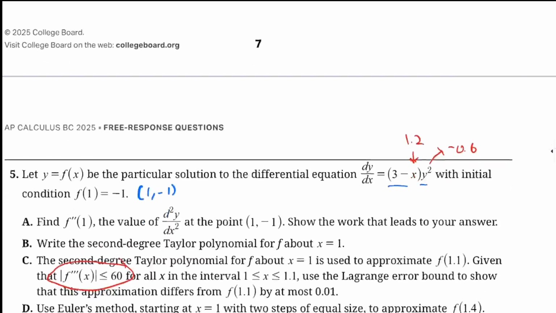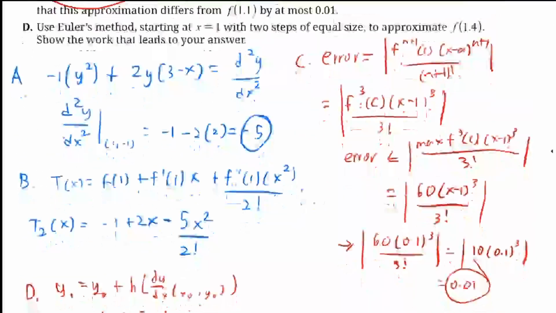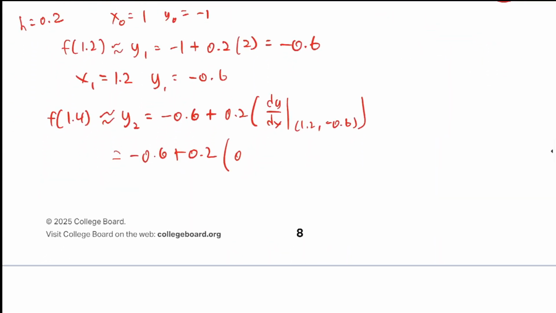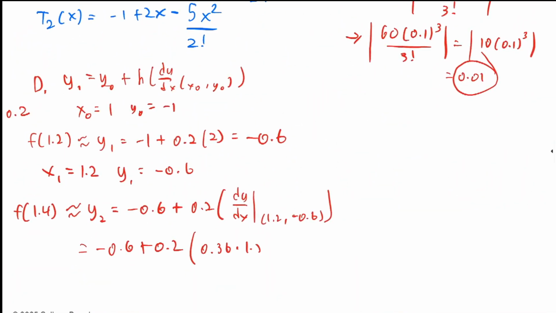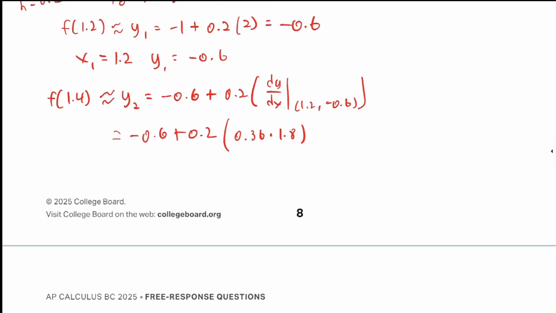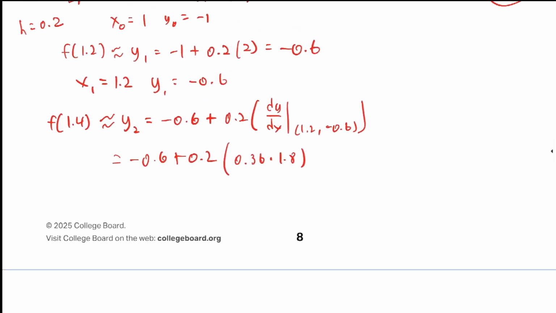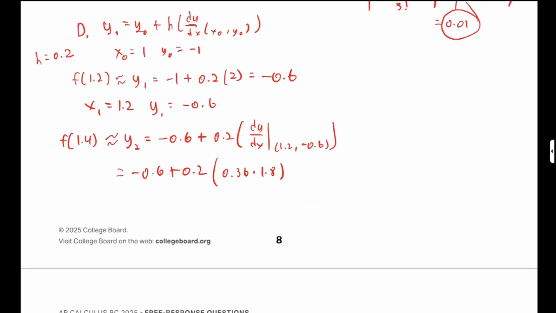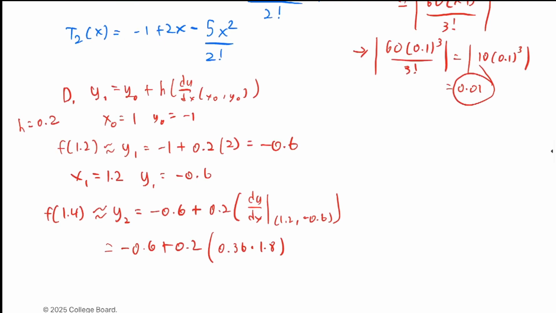And this is just annoying math at this point. It's going to be 1.8 times negative 0.6 squared, which is 0.36, I believe. Whatever that gives us. And there you have it, guys. Just leave it at that. You don't have to do any arithmetic. You can leave it unsimplified like this. So there you have it. So there is how you do Euler's method in my case.